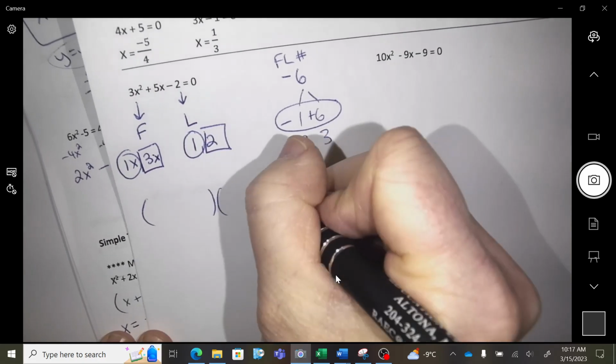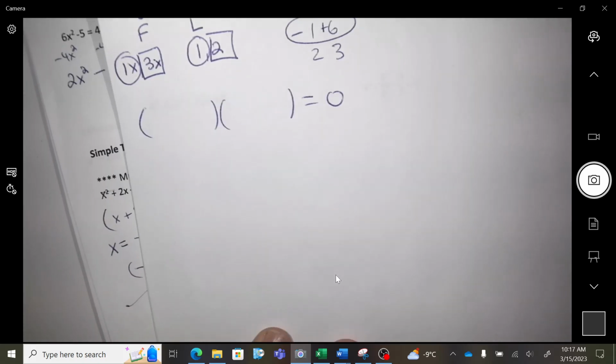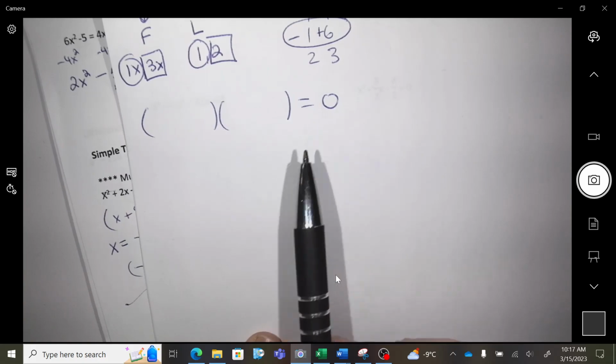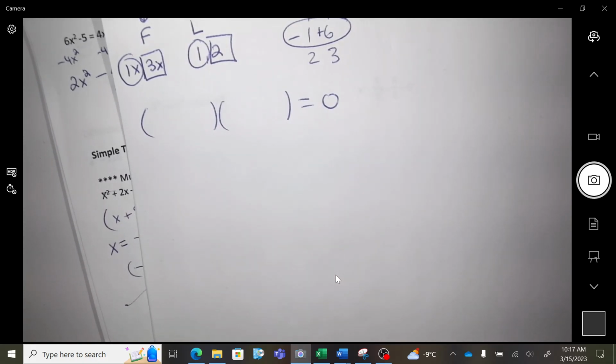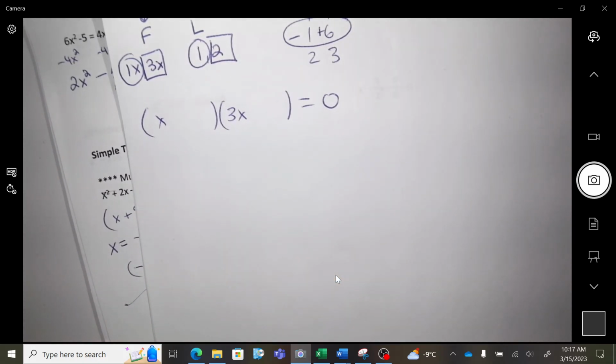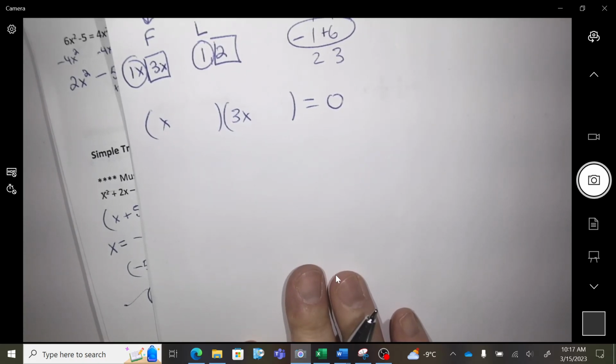Okay, so now we're ready to place into brackets. And then always equals 0 because it's an equation, so we can't turn equations into expressions. Okay, I go x and 3x at the start because that's the first times the first in your FOIL needs to make 3x squared, right?